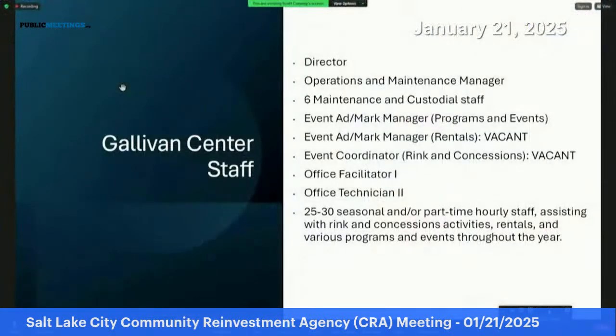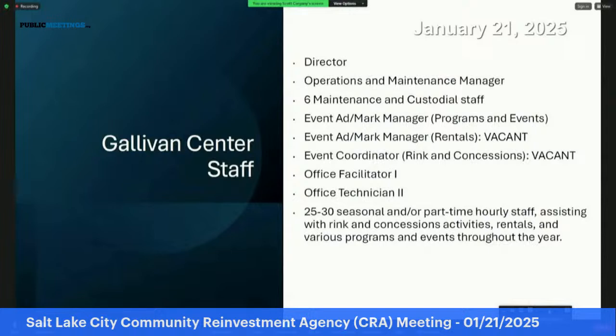The Gallivan Center staff is a crucial structure to make sure of the ongoing operation and management of the venue for this specialized urban space. The CRA provides strategic oversight as well as capital support, while the Gallivan staff manage our day-to-day activities. All of the Gallivan staff are city employees, and their roles are 100% dedicated exclusively to the maintenance, programming, operations, and rental and event coordination of the plaza.